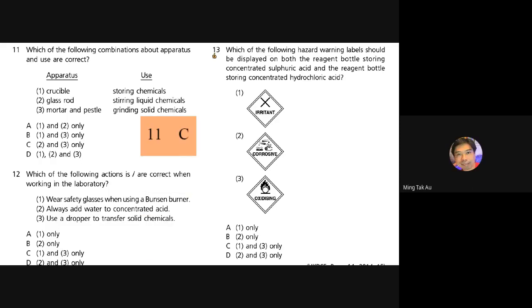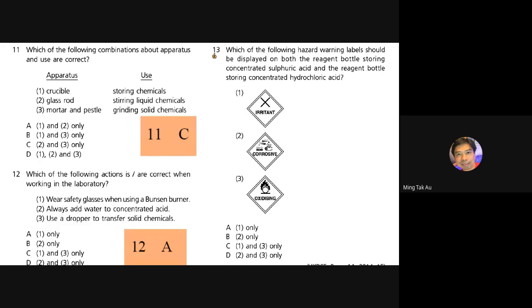Which of following action is or are correct when working in a laboratory? Okay, so what is your answer? Class number 21. Jerry. A. What is your answer? A. Can you hear me? Yeah, now, okay, better. Okay, A, correct.